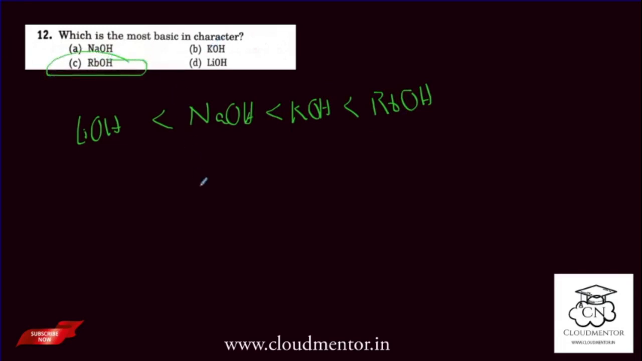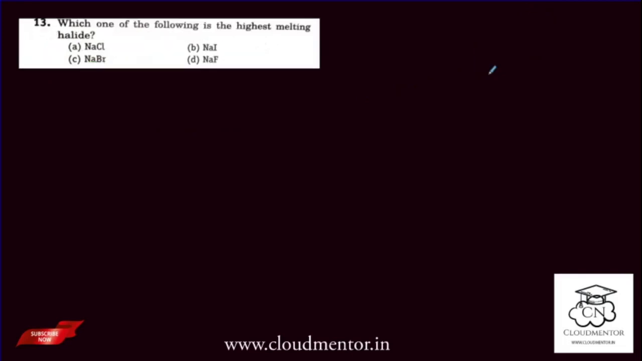Down the group, the basic character increases. So that's it. And next question: which one of the following is the highest melting halide?